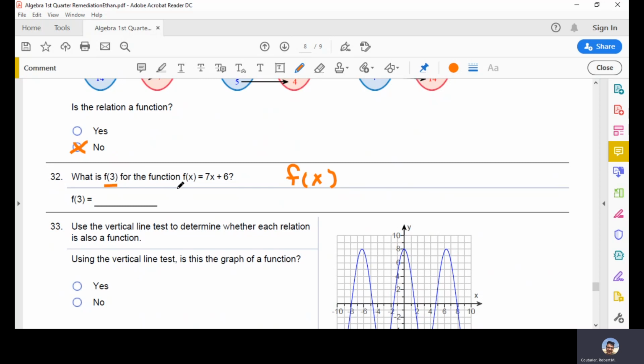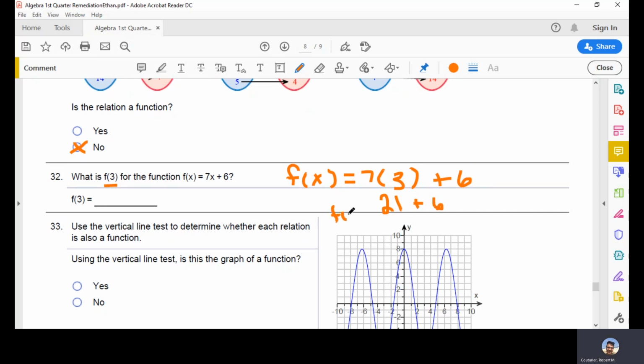They substituted it. So use your rule of substitution, and you do the same thing. 7, get rid of the x, and you can put a 3 in, plus 6. Great. And then you do your math. Well, 7 times 3 is 21.